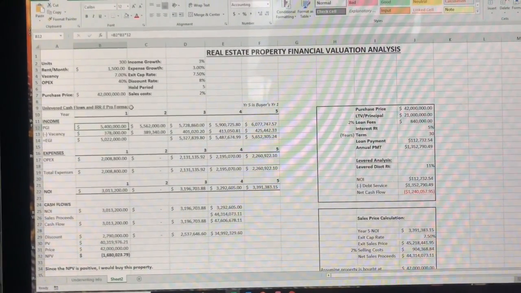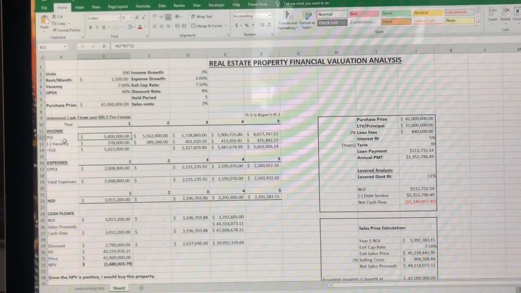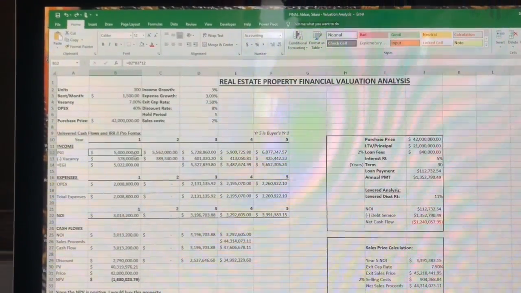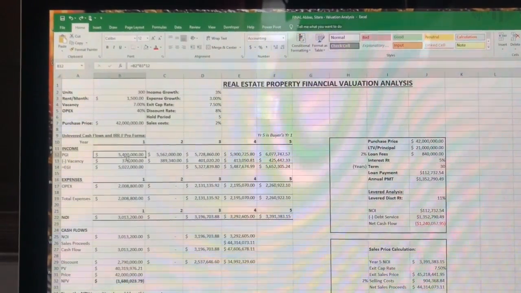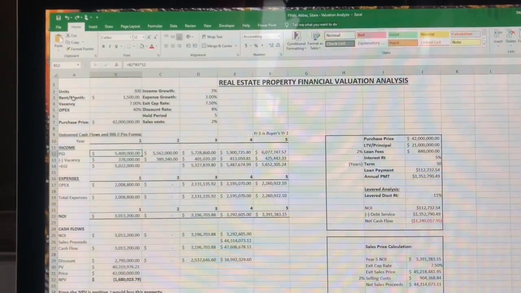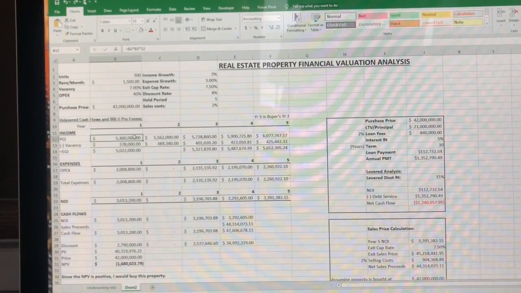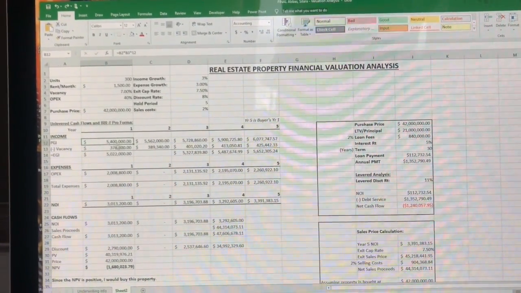The first thing I want to look at is the income. The first calculation I have here is the potential gross income, which you achieve by multiplying the number of units by the rent per month. That's 1,500 times 12 because it's for 1 year, and you get $5.4 million.